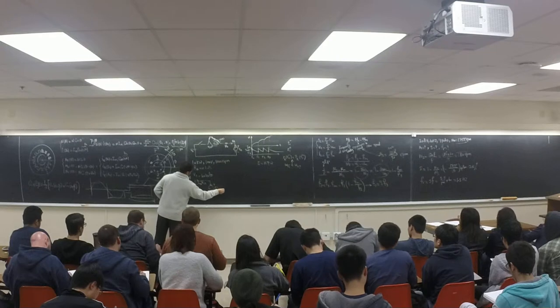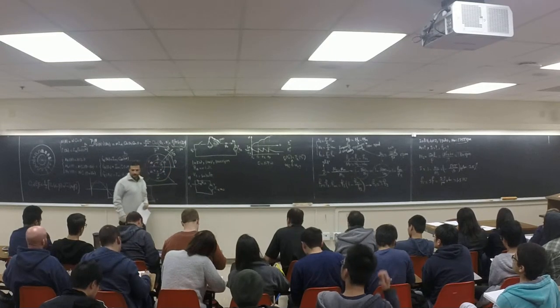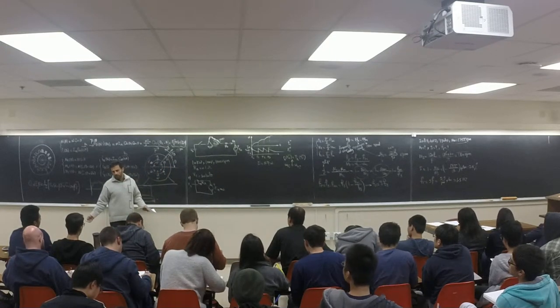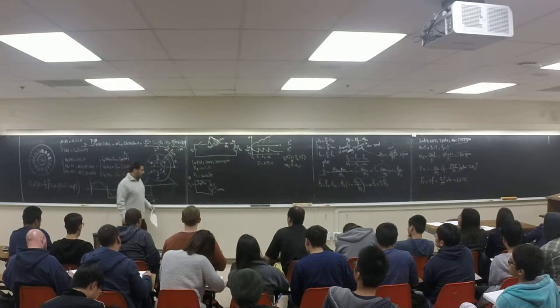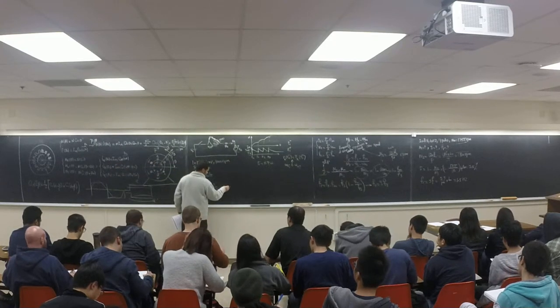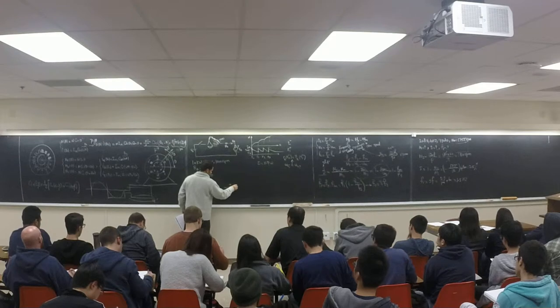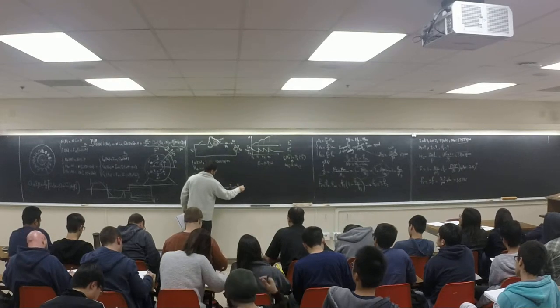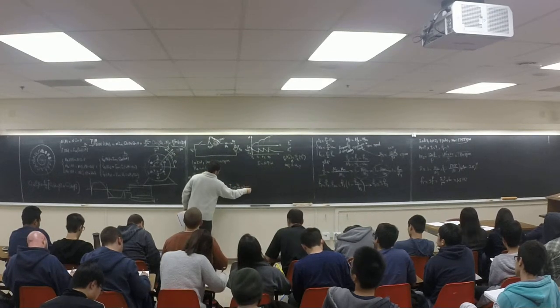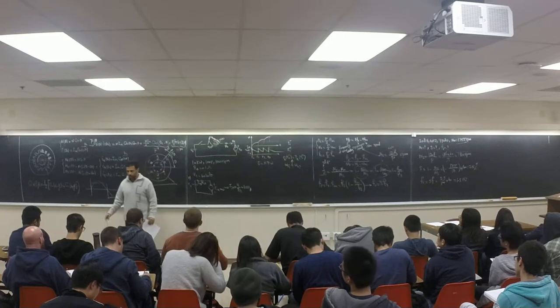How much is this one? Zero. Why? Because the machine is not moving. It is stopped, right? So how much is the I start? VS over RA, which is going to be 10,000 amps, right? VS is 100, RA is 0.1.